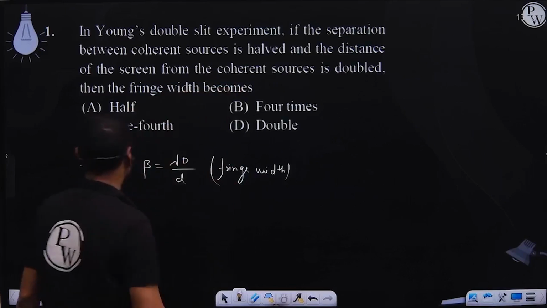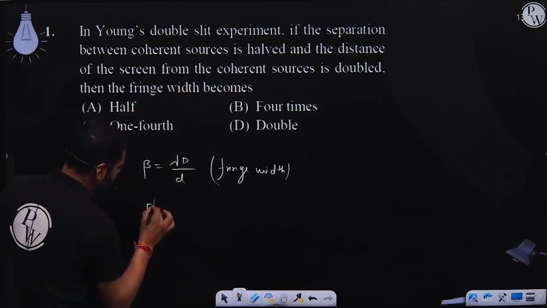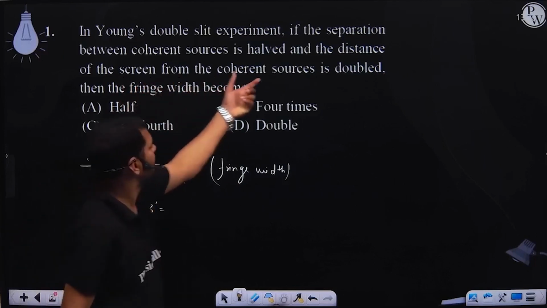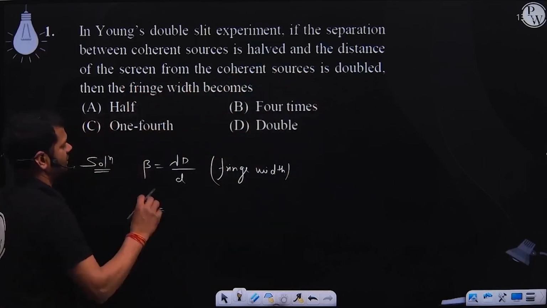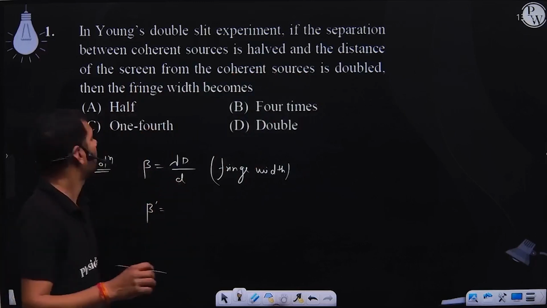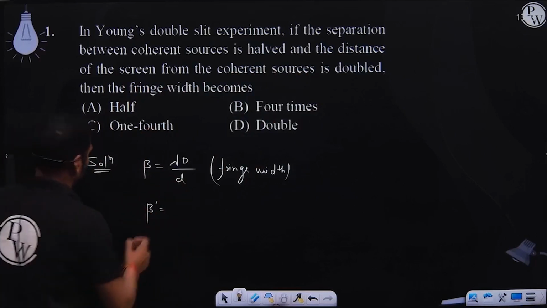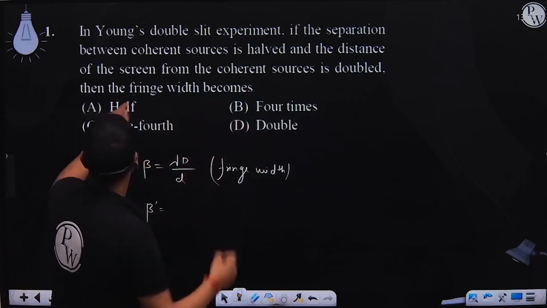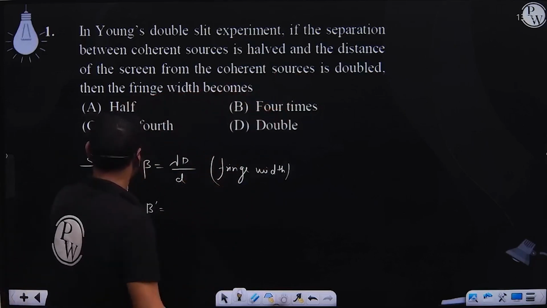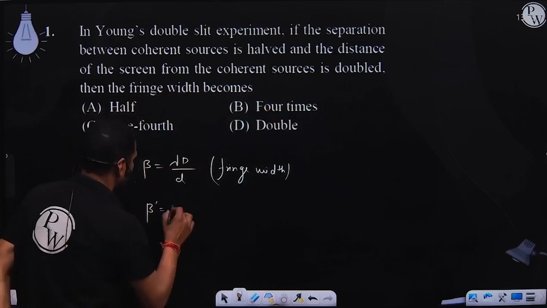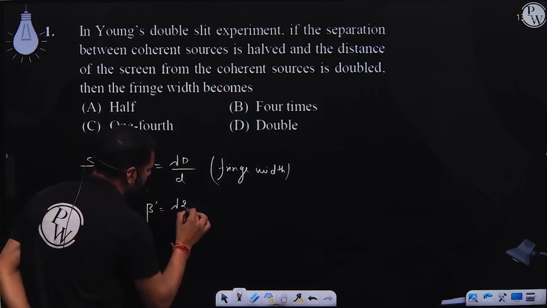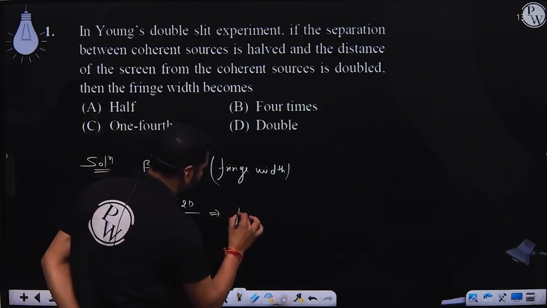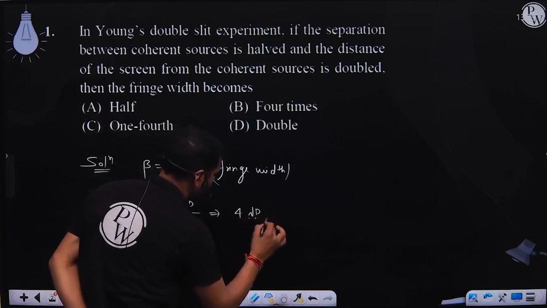Now, in the second condition, what is it asking? Let's consider it beta dash. It is saying the separation between coherent sources is half. So d, we make half. Then our d becomes d by 2, and the distance of the screen from the coherent sources is doubled, so capital D we have to double. So directly, we will get lambda into 2D by d by 2, and it will become 4 lambda D by d.